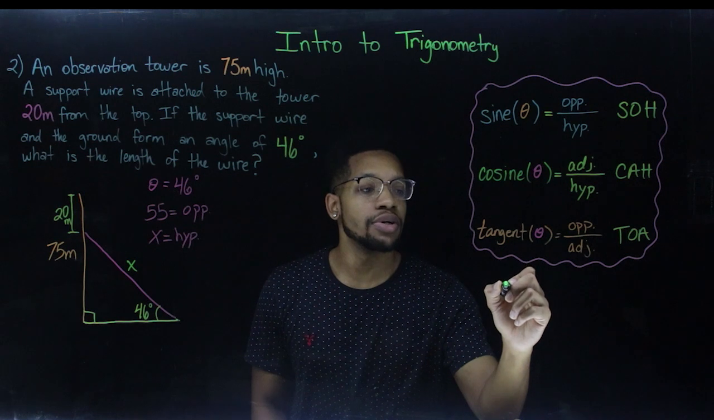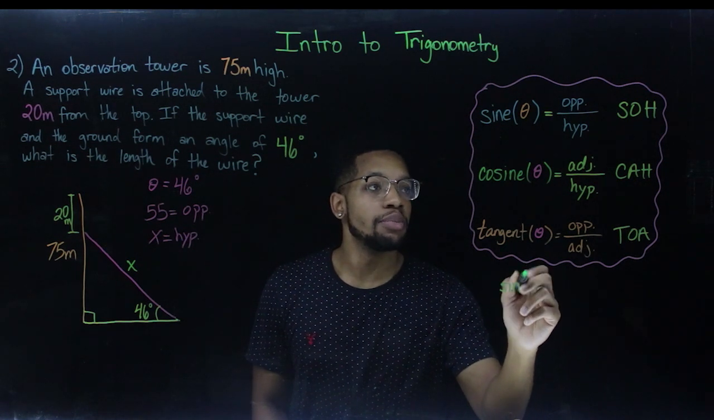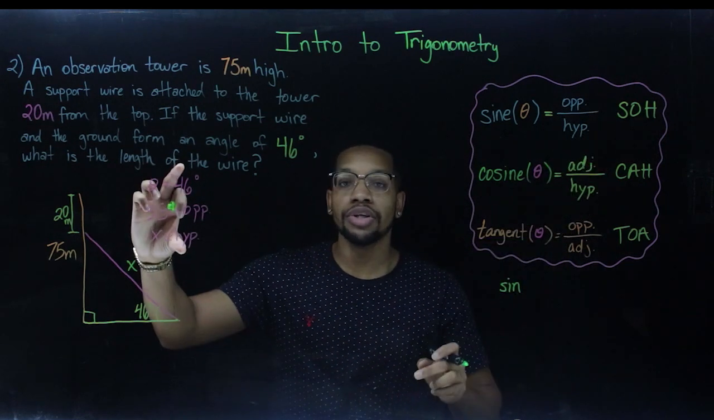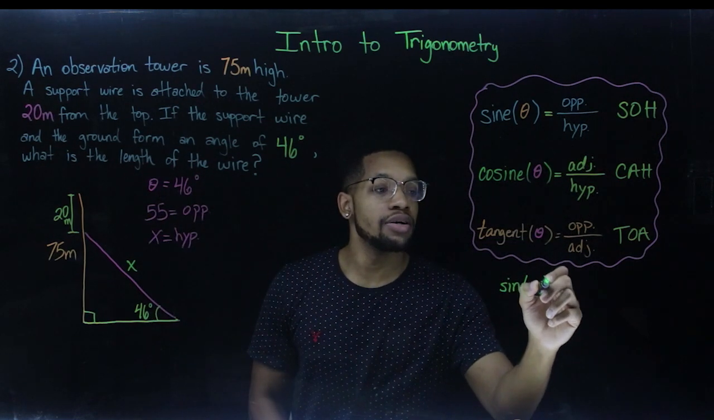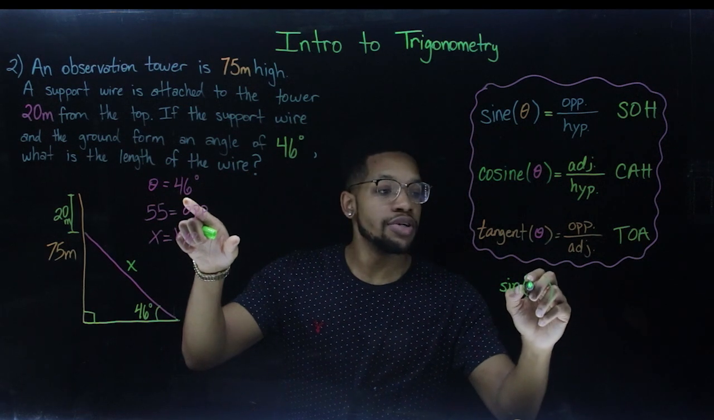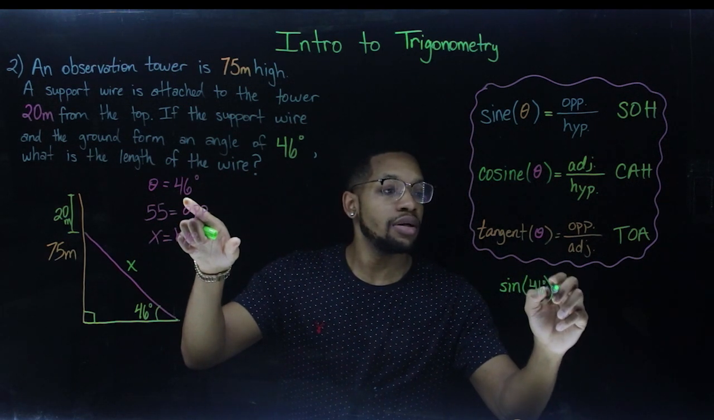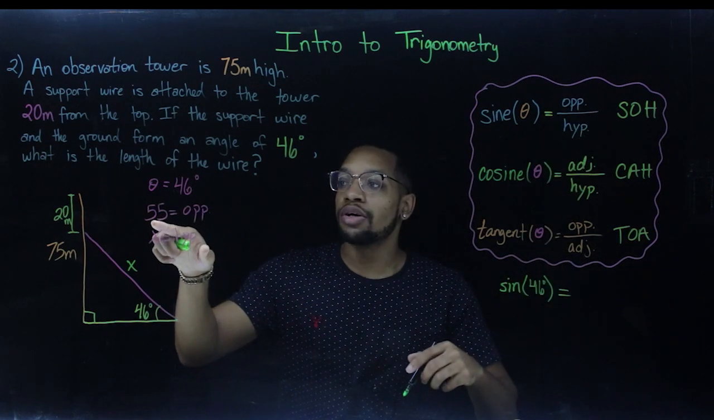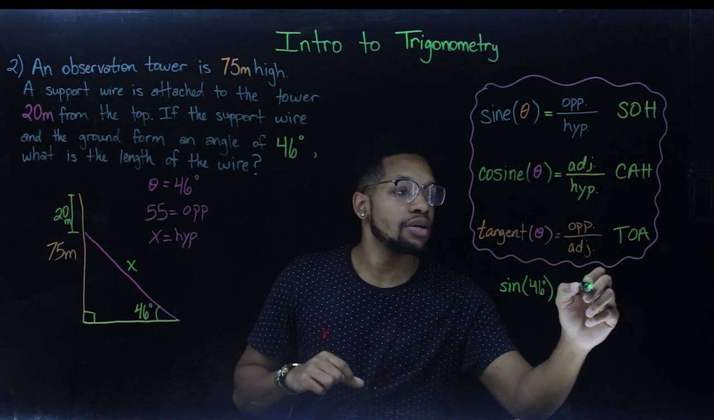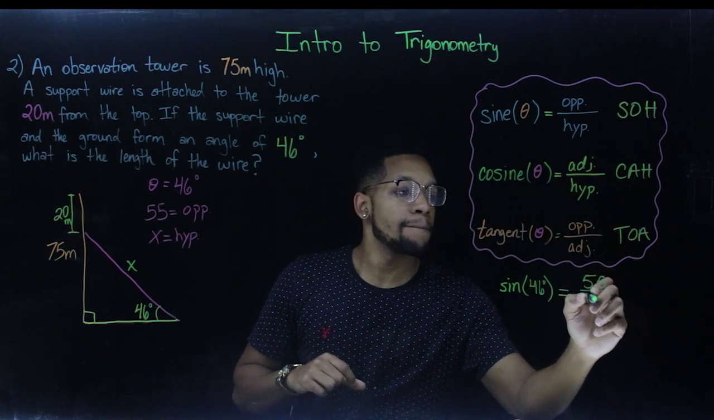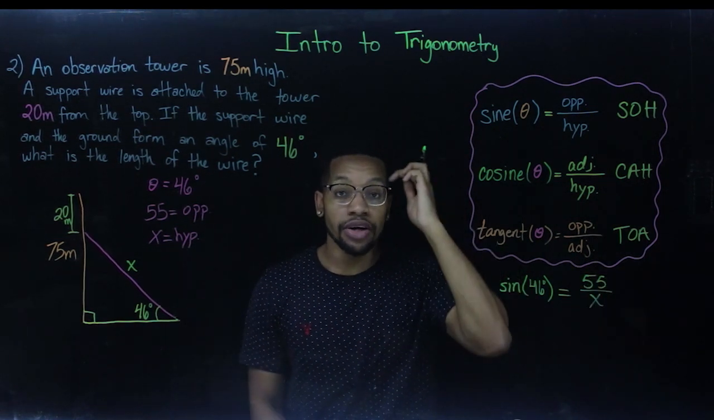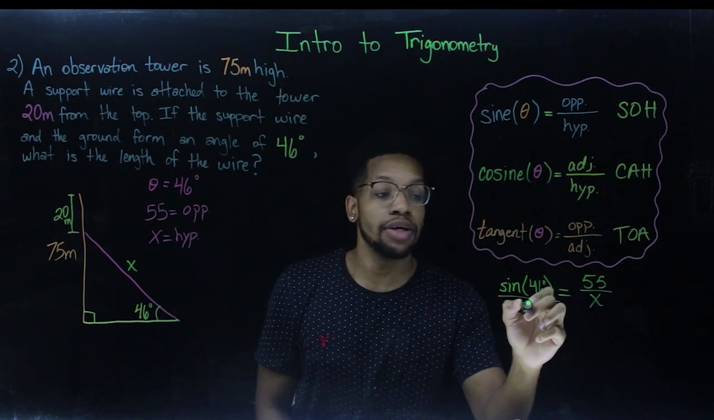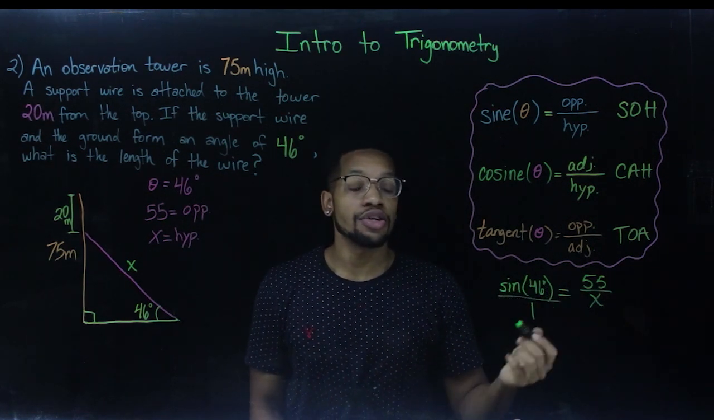So all that means is we're going to rewrite the function, but again, replace theta, opposite, and hypotenuse with these three right here. So it's going to be sine of 46 degrees equals, what does it say? Opposite over hypotenuse. So we're going to go 55 over X. And then that was the hardest part right there, just setting this up. Once you set it up, again, same thing every time. Put it over 1, cross multiply.